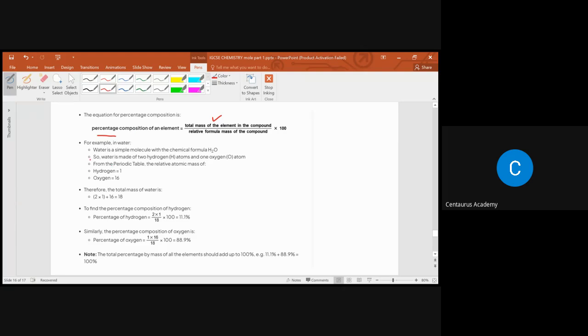For instance, if I say that you have water, and the percentage composition of hydrogen has to be found out, then the mass of hydrogen here is, there are 2 atoms of hydrogen present in one water molecule. So 1 times 2, the relative atomic mass of hydrogen multiplied by 2 atoms of hydrogen, divided by the total mass. The total mass of this whole molecule is 18. And then you multiply it by 100 to find out the final answer.